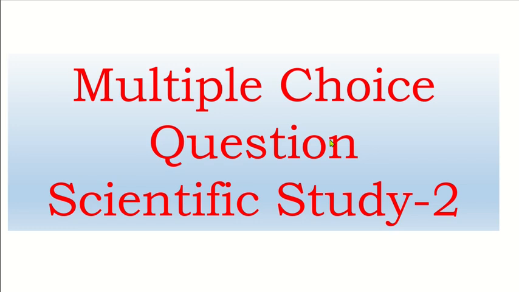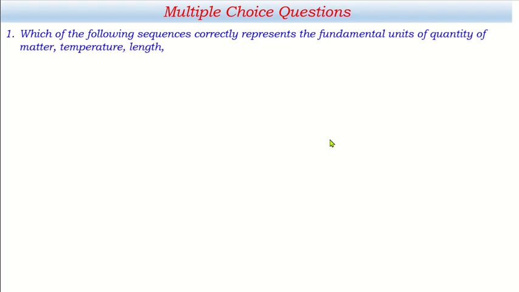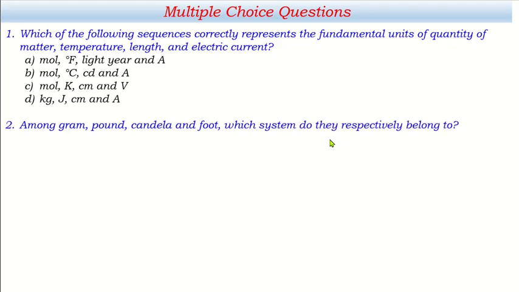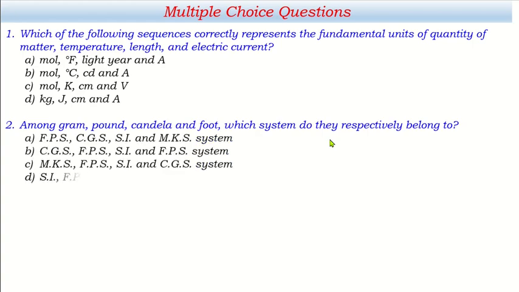Now I want to continue the scientific study part 2, and these are multiple choice questions. Let's have the question. Number 1. Which of the following sequences clearly represents the fundamental units of quantity of matter, temperature, length and electric current? What do you think? Which one is the correct option? Among gram, pound, candela and foot, which system do they respectively belong to? Now, these are the options.